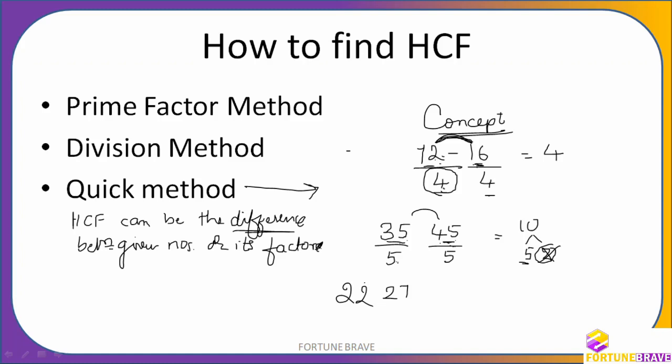Even in this case, say for example, I'll take 22 and 27. Please listen carefully and try to understand. 5 cannot divide 22 or 27. Then what are the factors? 5 and 1, because it's a prime number. So it can be divisible by only 1. Is that clear? If it cannot be divisible by the factors other than 1, then 1 will be the answer for the HCF.